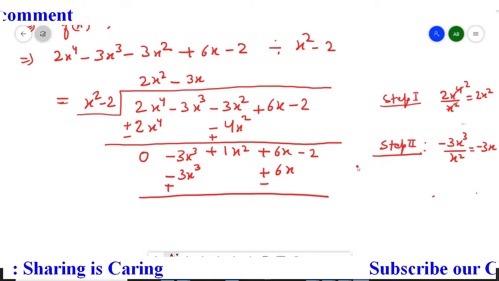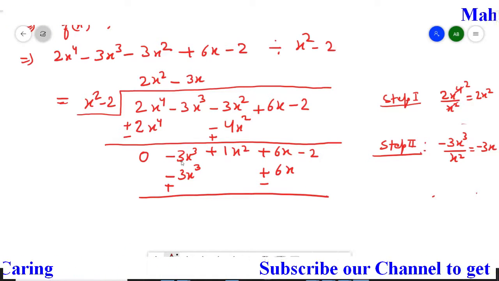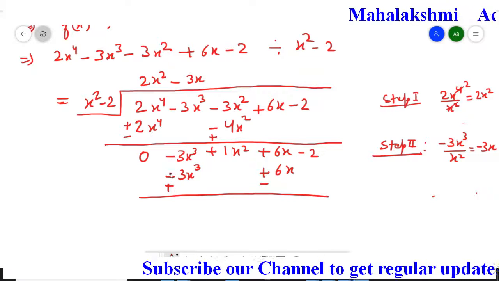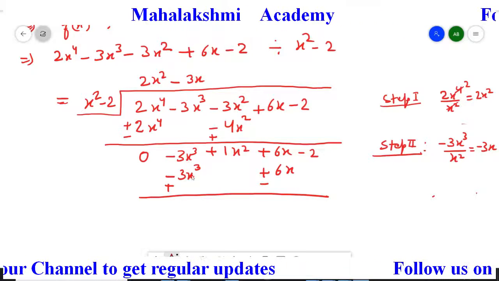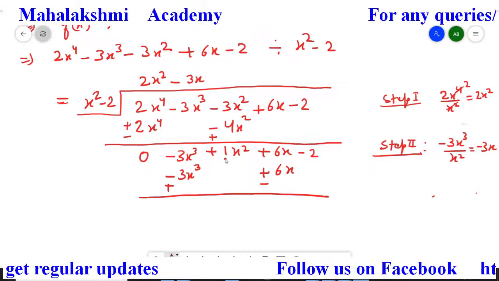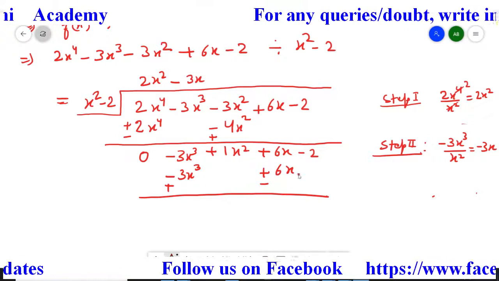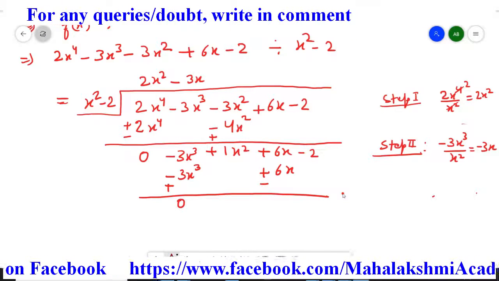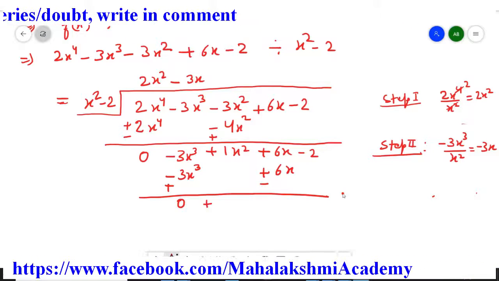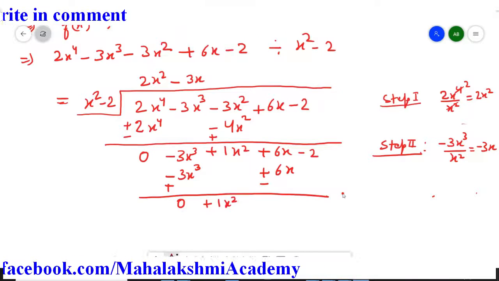Now column wise. This term has minus sign, this term has plus sign. So minus plus minus. So 3 they are the same. So when you do subtraction, there is going to be 0. And this term we have to write down as it is. First I am writing them, then I will explain the next one. So it's going to be 0, then plus 1x square.